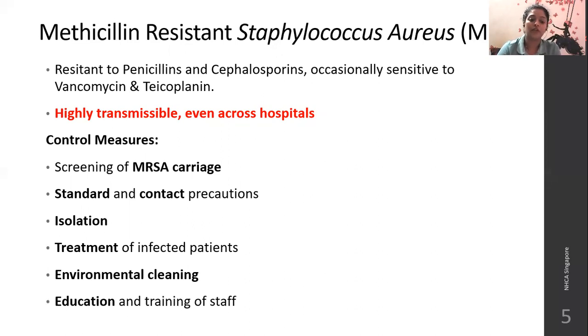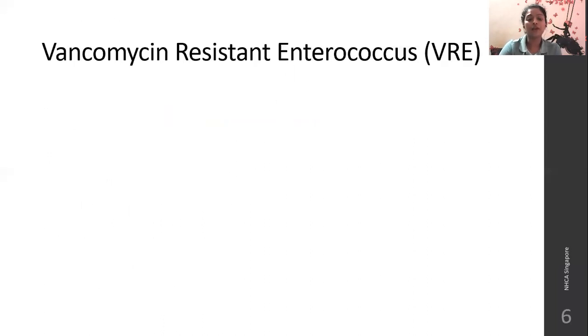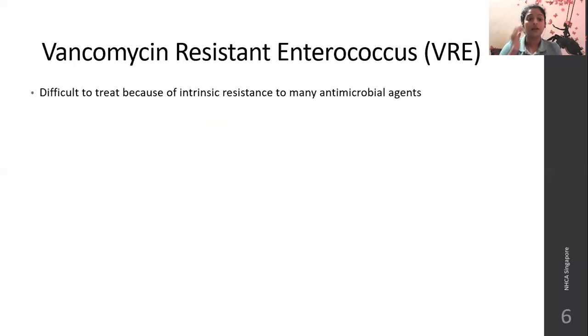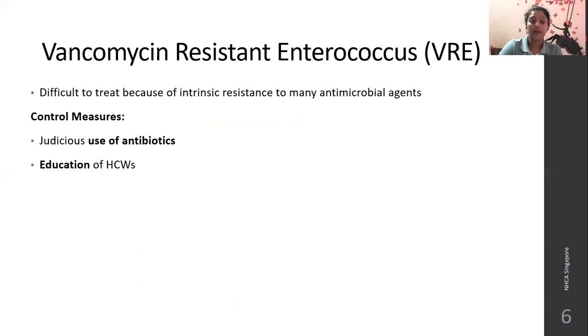And education and training of the staff on how to handle the MRSA cases. Vancomycin resistant Enterococcus is difficult to treat because of the intrinsic resistance to many antimicrobial agents. Control measures are judicious use of antibiotics, and you have to justify the use of antibiotics in VRE cases. Education of healthcare workers. Hospital infection control practices should be scrutinized.